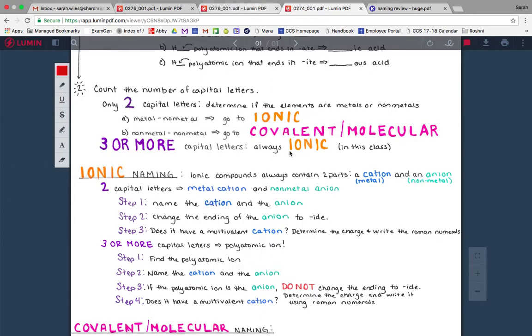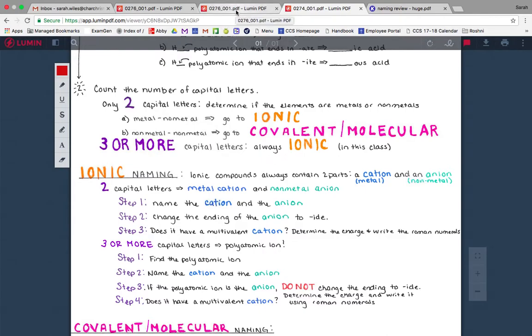So, in an ionic bond, there are always 2 parts. There's a cation and an anion. Just like in a marriage, there's a man and a woman. In an ionic bond, there's a positive ion, the cation, and a negative ion, the anion. So when you see an ionic compound, you always want to look for the 2 parts. There's always going to be 2 parts. Okay?